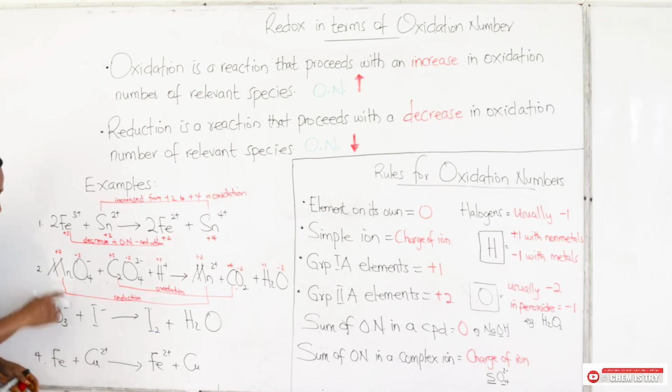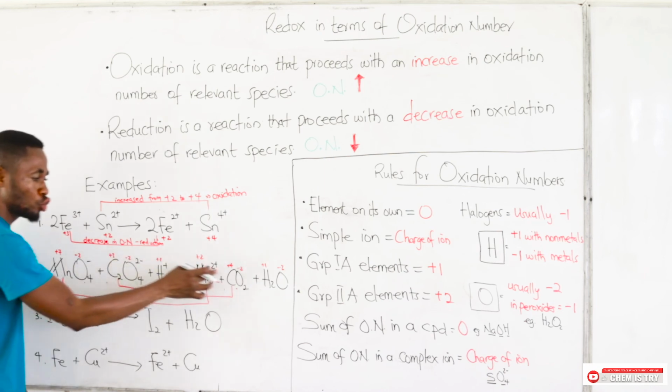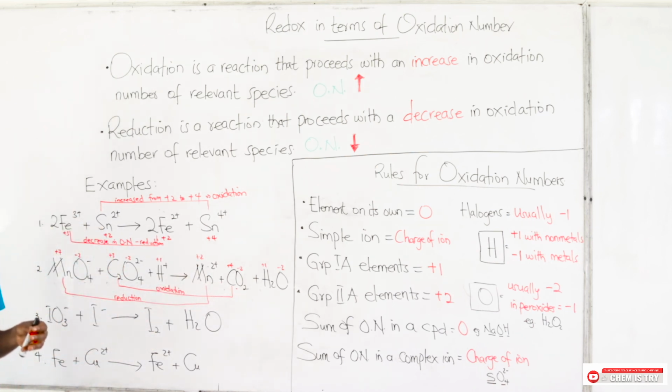So we can say for sure manganese over here in MnO4 is being reduced from positive 7 to positive 2, and it is undergoing reduction. Carbon in C2O4 is increasing in oxidation number from positive 3 to positive 4 in CO2. So the carbon is undergoing oxidation. Good. So with these two ideas in mind, try and see if you can work out which species is undergoing oxidation and which one is undergoing reduction in examples 3 and 4.